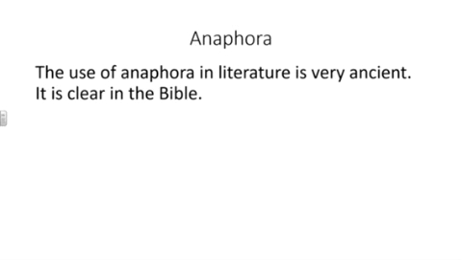The use of anaphora in literature is very ancient. It is clear in the Bible. Here's an example from the Bible.